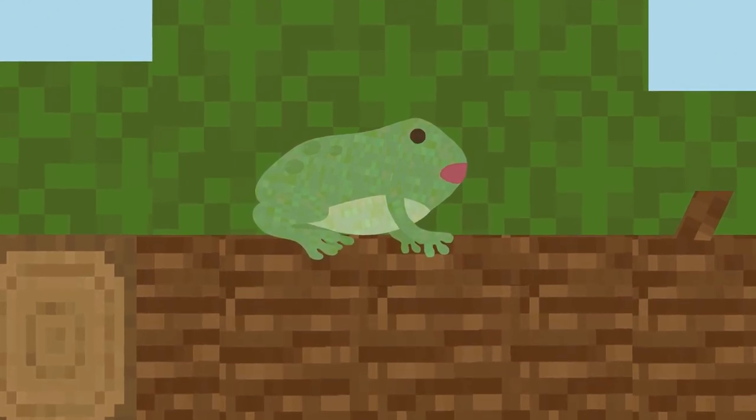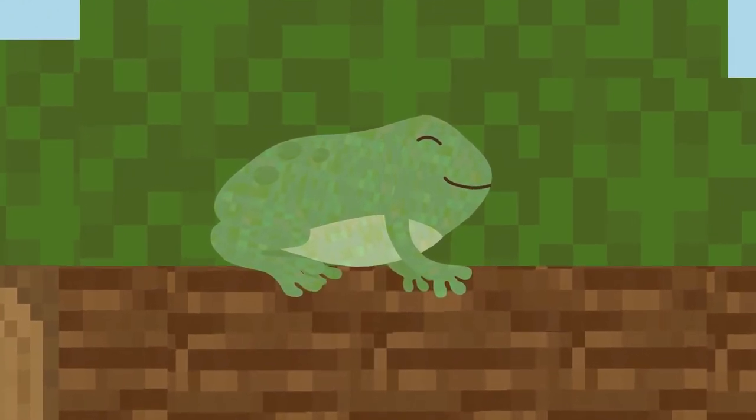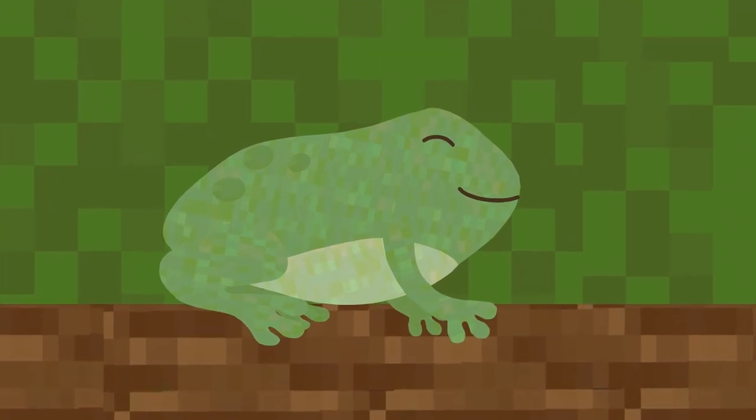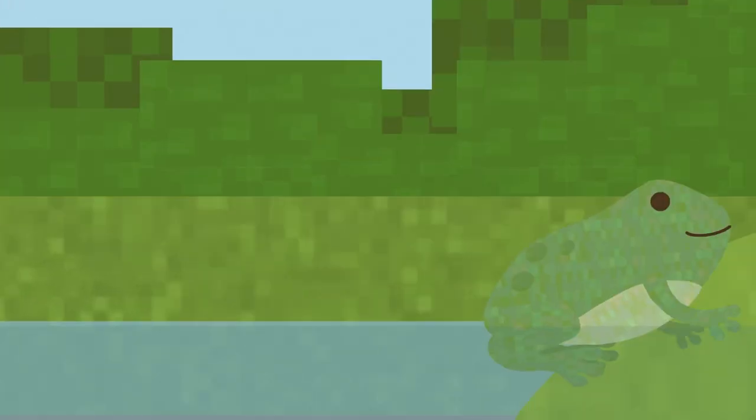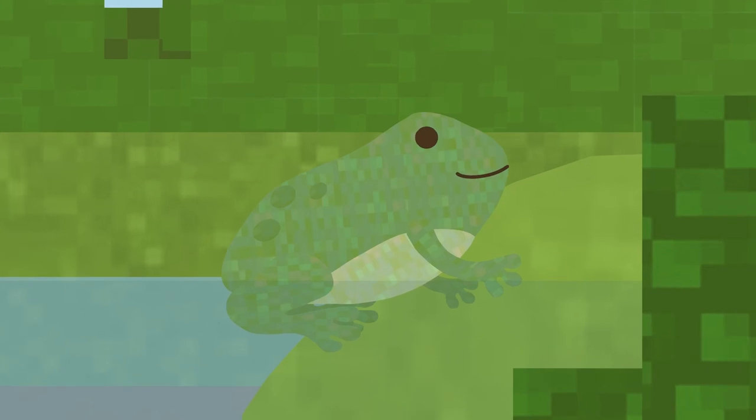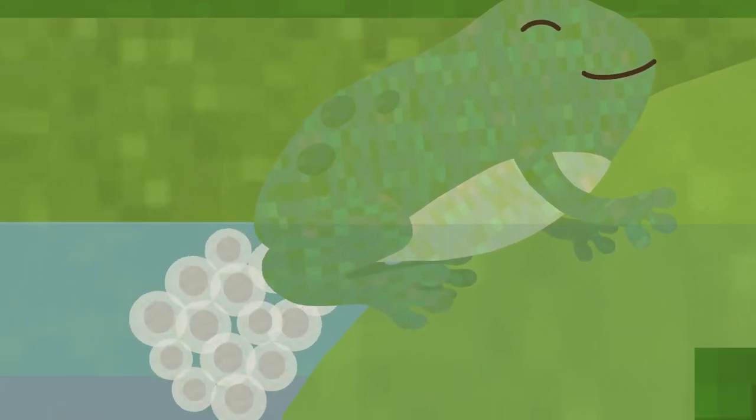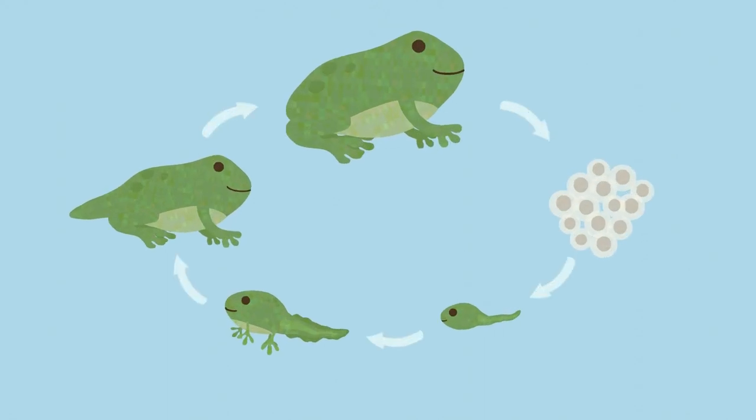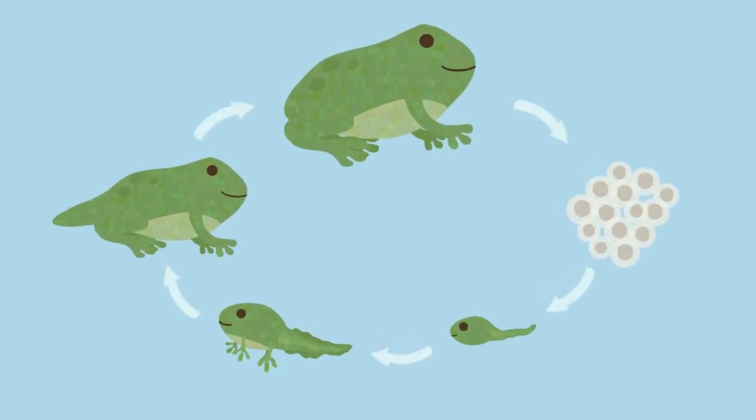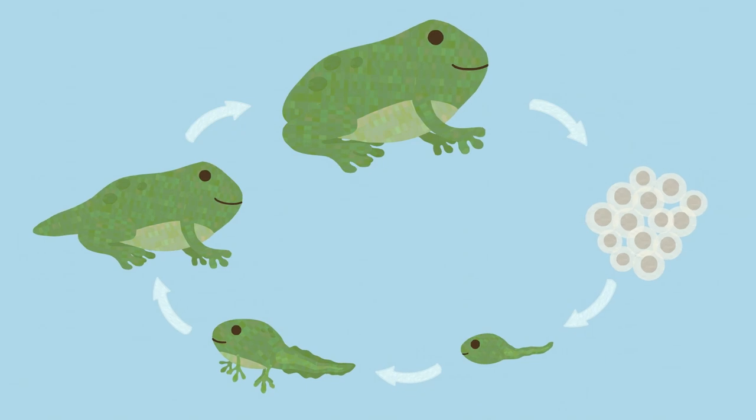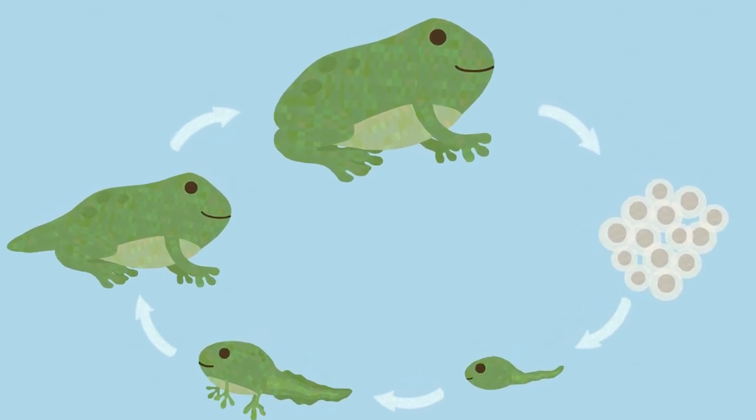Now it's an adult frog. It's a fully grown frog. Now that it is nice and big, when it is ready, it can lay more eggs. More frog spawn eggs. So that's how the cycle goes. Now you know, that's how frogs grow. That's how a frog grows.